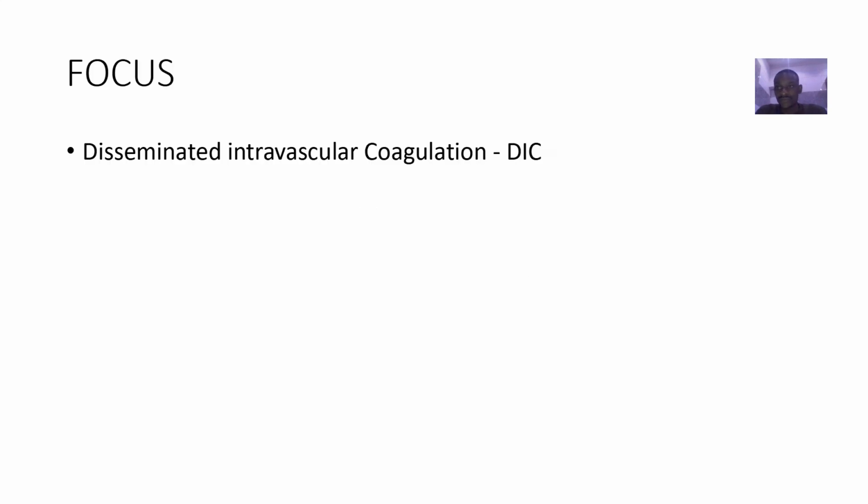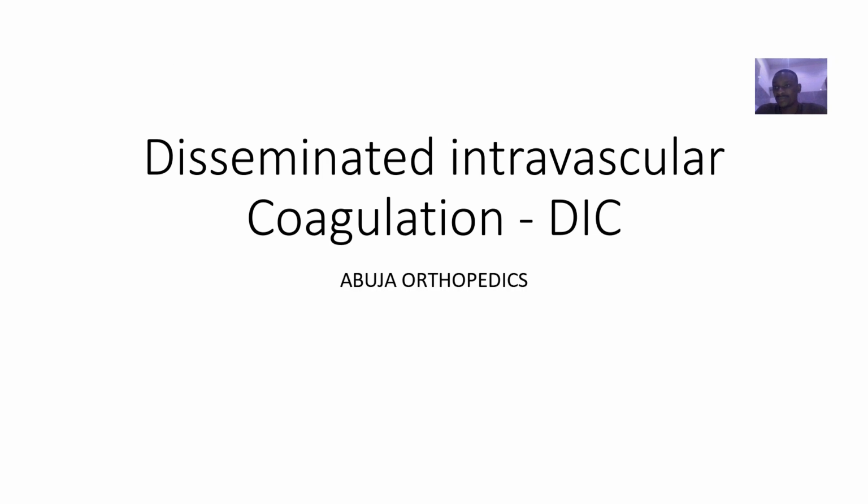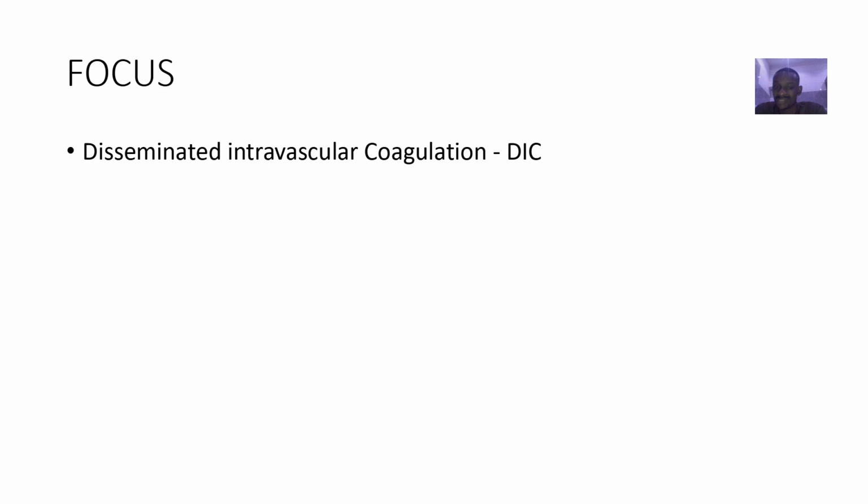We spoke about DVT, which is deep vein thrombosis. So we'll be moving on to a brother of DVT. So this is what is known as what? Disseminated Intravascular Coagulation. This is DIC rather.